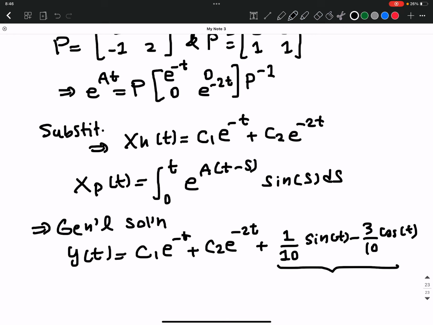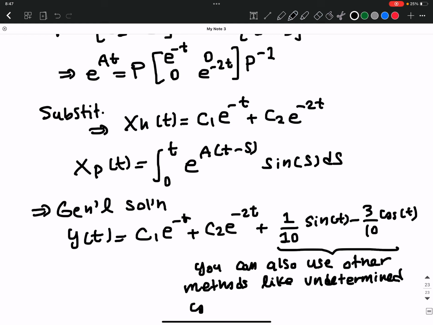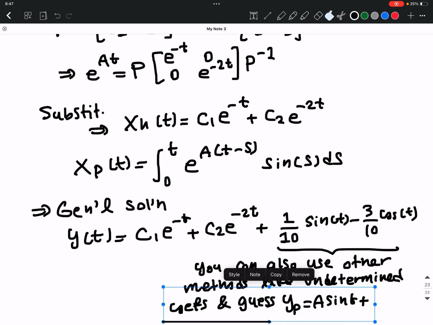You can also use other methods to guess this, like undetermined coefficients, and guess yp equals a sine t plus b cosine t, because this is a sinusoidal function.